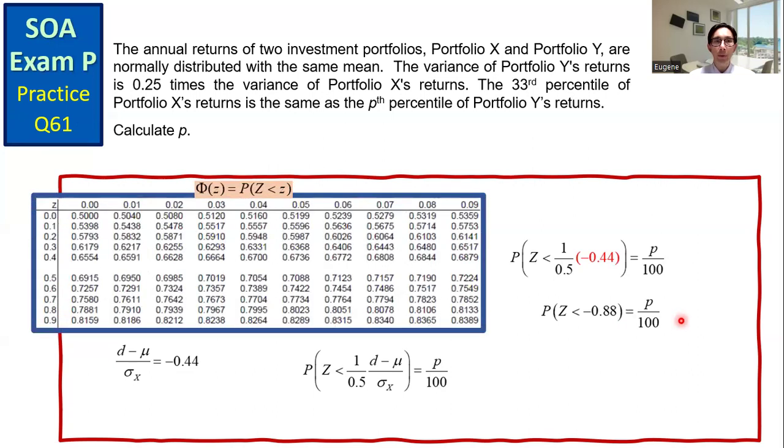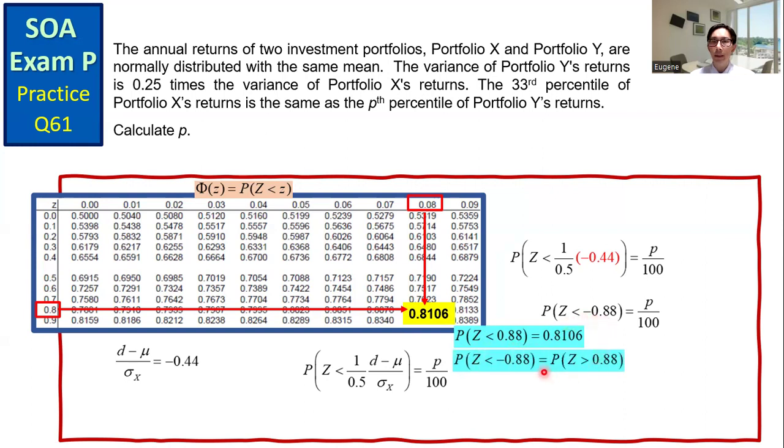From the standard normal table, the Z value of 0.88 is 0.8106. This is the probability that Z is less than 0.88. And we need to get the probability that Z is less than minus 0.88. This is equivalent to the probability that Z is greater than 0.88, which is 1 minus 0.8106. And we get 0.1894.